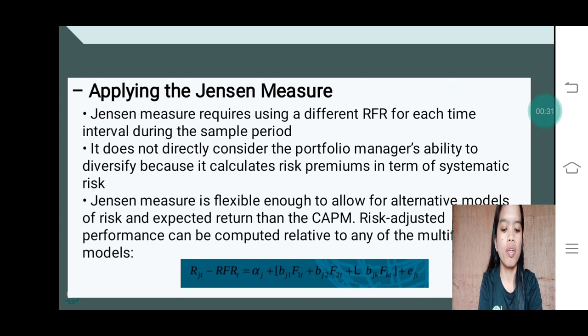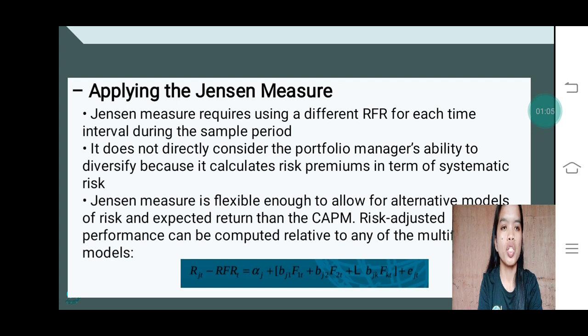The risk-free rate represents the return an investor can earn by investing in a theoretically risk-free asset, such as government bonds. It serves as a benchmark for comparing the performance of other investments. In summary, using a different RFR for each time interval during the sample period is crucial for the Jensen measure to accurately evaluate the performance of an investment portfolio.